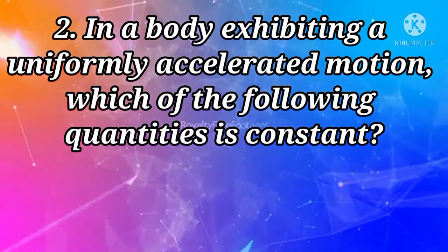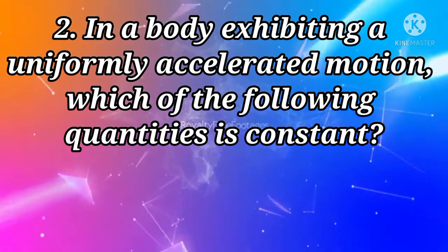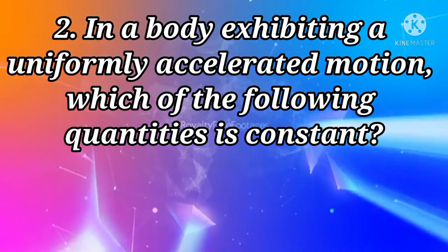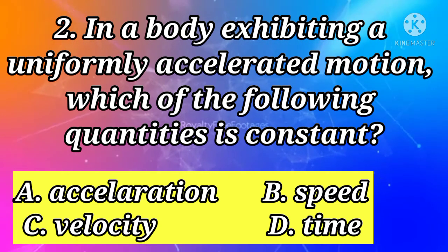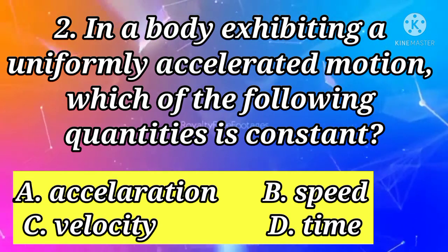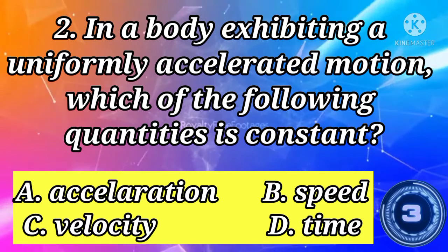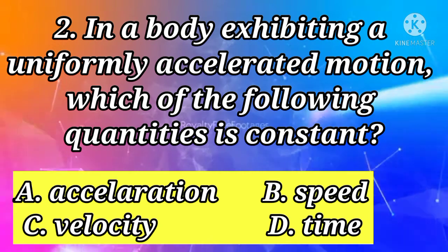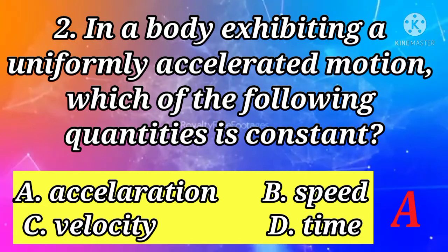Number 2 question. In a body exhibiting a uniformly accelerated motion, which of the following quantities is constant? A. Acceleration. B. Speed. C. Velocity. Or D. Time. The correct answer is letter A. Acceleration.